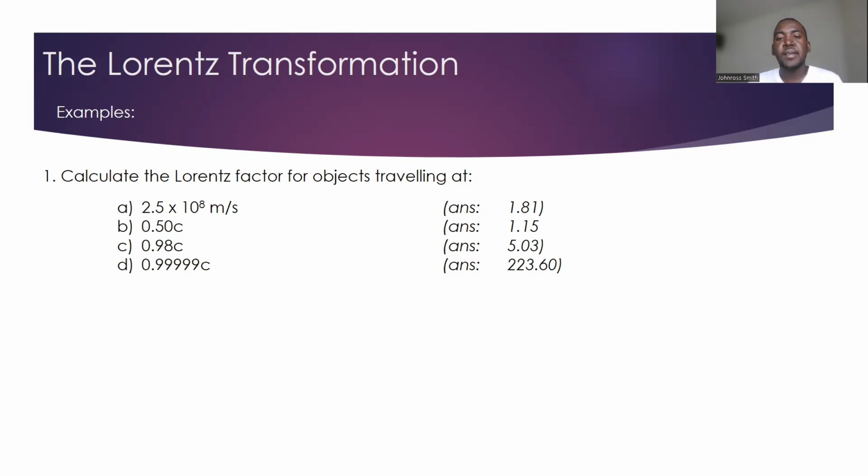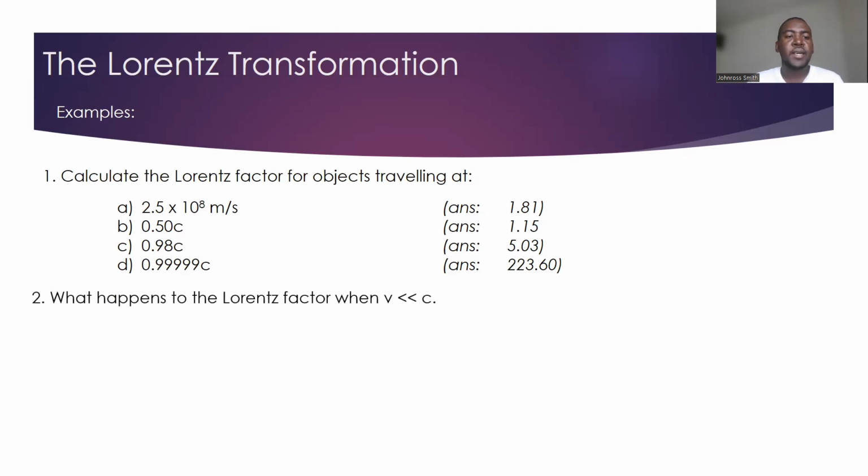And as we can see, all these numbers are values greater than 1, right? Which shows us that all these objects are traveling at less than the speed of light.